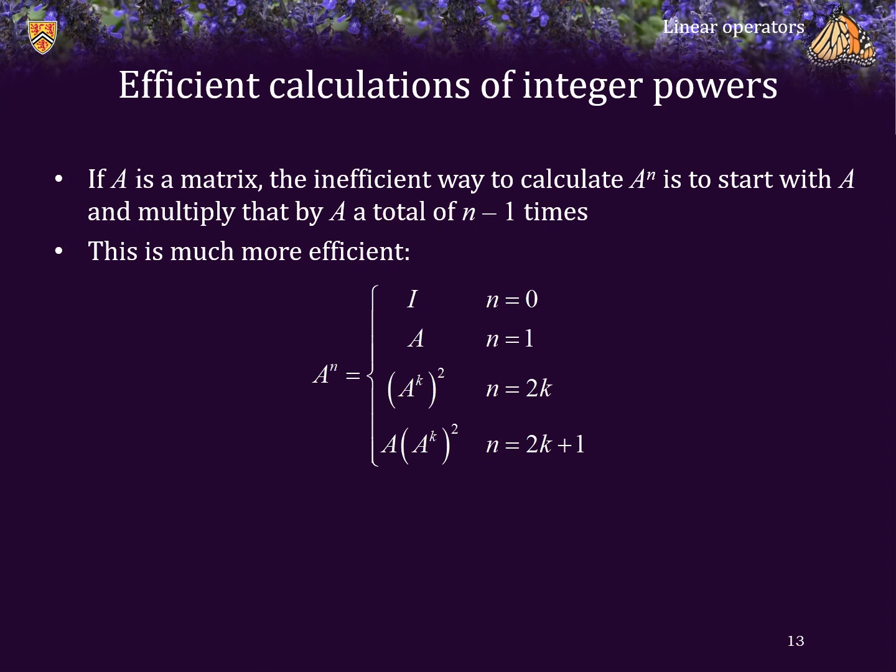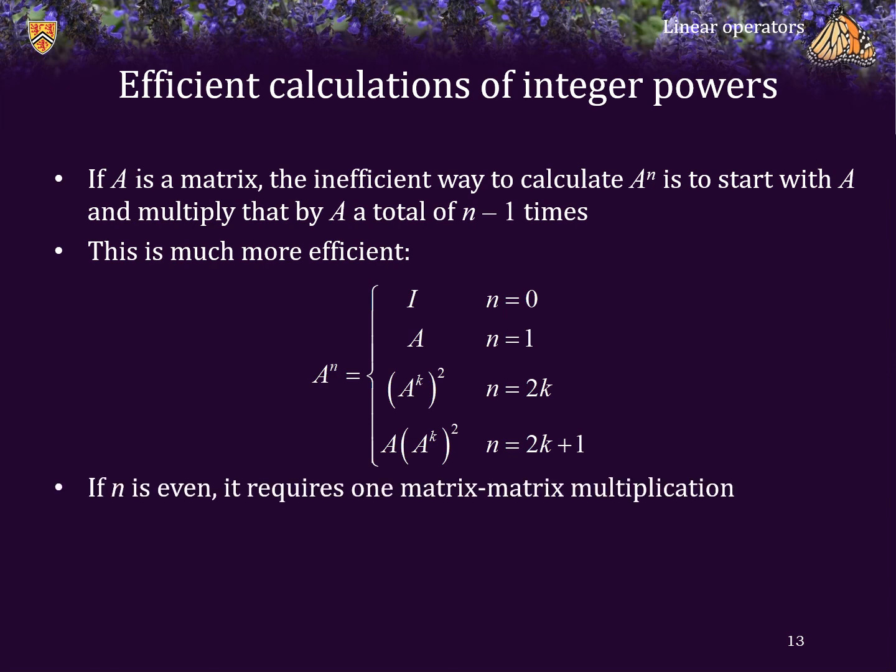If A is raised to the power of an even integer, that is, the power 2 times k for some integer k, then we will calculate A to the k and square that. If A is raised to an integer that is odd, then that integer is of the form 2k plus 1. In this case, we will calculate A to the k, square that, and multiply that by A.